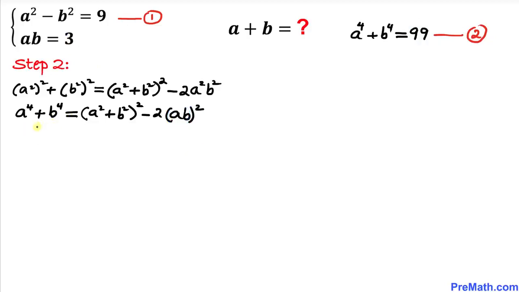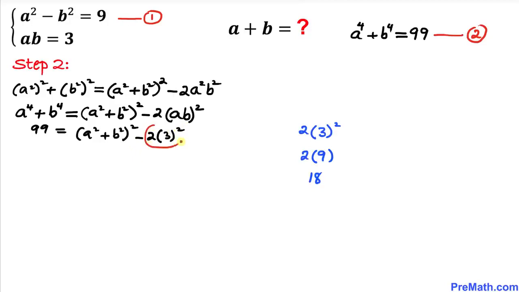So we can write this one as 99 equal to (a square plus b square) whole square minus 2 times 3 whole square. And now let's focus on this part. I have replaced it over here, and this could be simplified to 18. So therefore I'm going to replace this one by 18. And here in this next step, I have replaced this part by 18 and the rest is same.